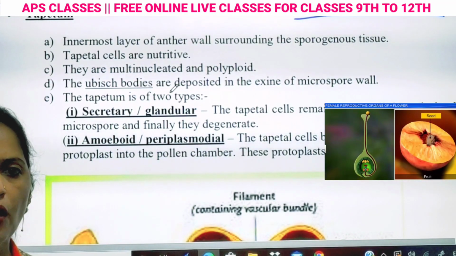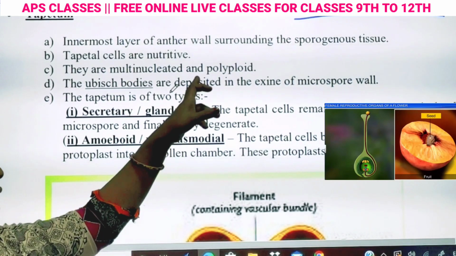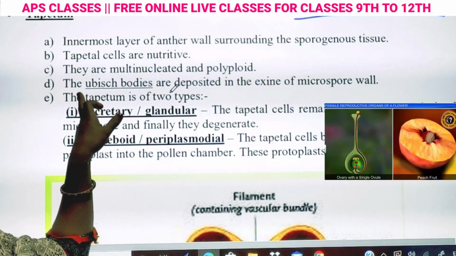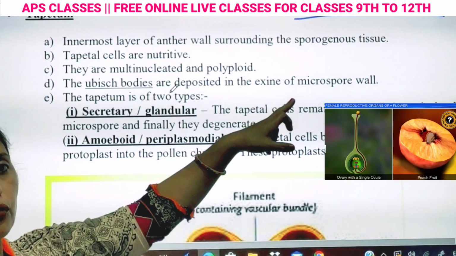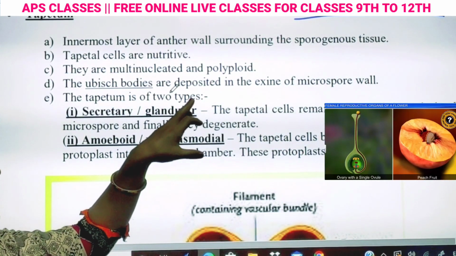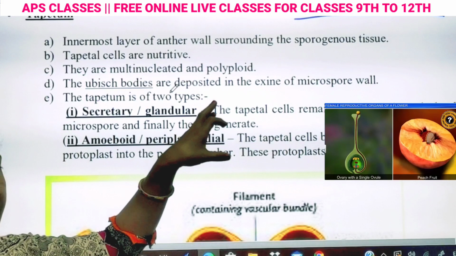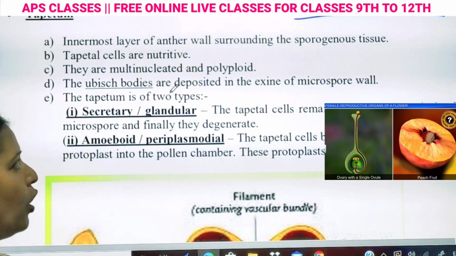They are multinucleated, with a number of nuclei present, and polyploid. The Ubisch bodies are deposited in the exine of the microspore wall.